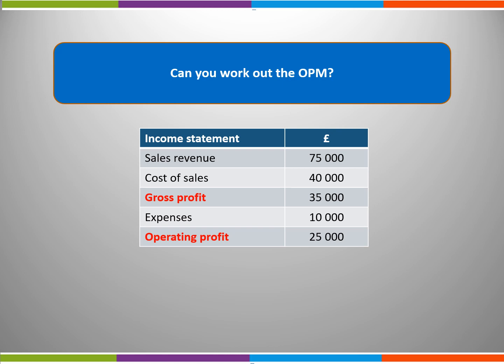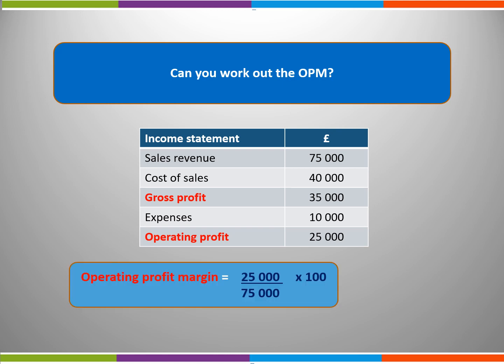How did you get on? We have an operating profit of £25,000 divided by a sales revenue of £75,000 times 100 to give us an operating profit margin of 33.3%.